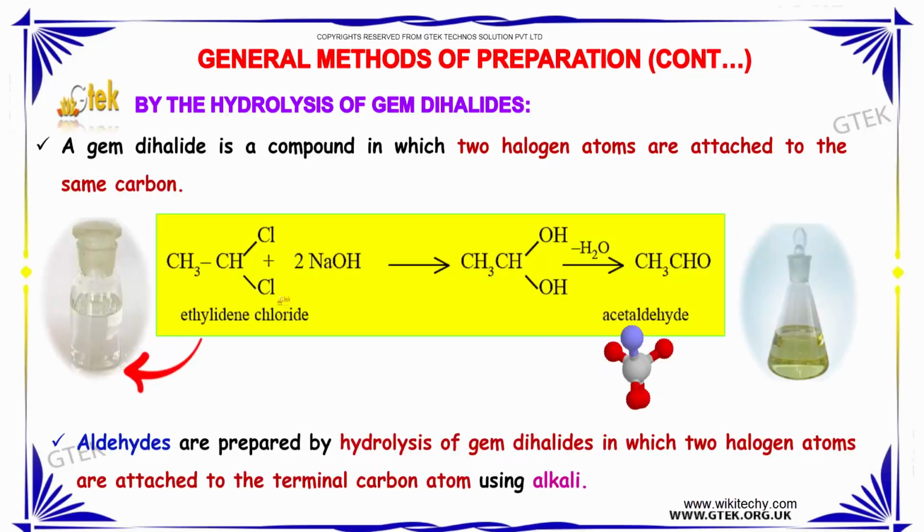It can also be prepared by the hydrolysis of gem dihalides. A gem dihalide is a compound in which two halogen atoms are attached to the same carbon. For example, if you see here ethylidene chloride, when reacting with sodium hydroxide, we obtain this compound. On hydrolysis, we obtain acetaldehyde. Aldehydes can also be prepared by hydrolysis of dihalides when two halogen atoms are attached to the same terminal carbon, when an alkali like NaOH or KOH is used.